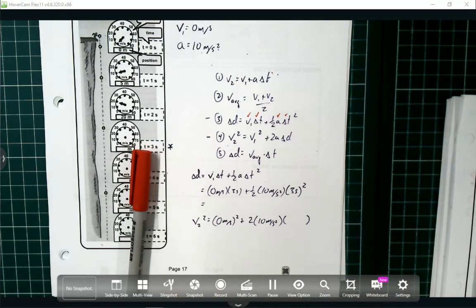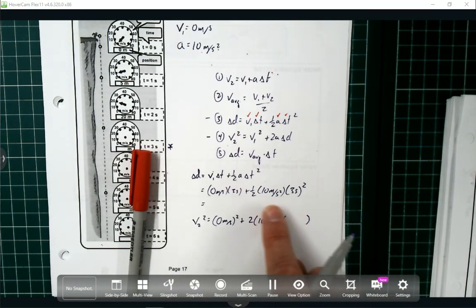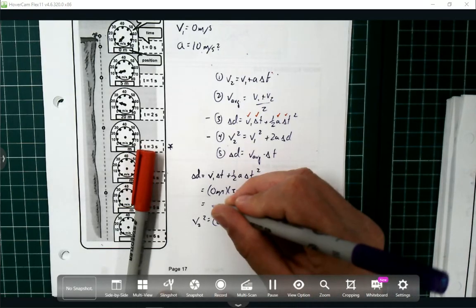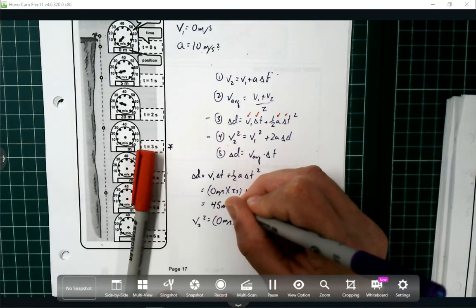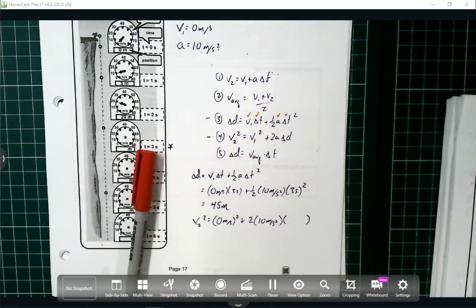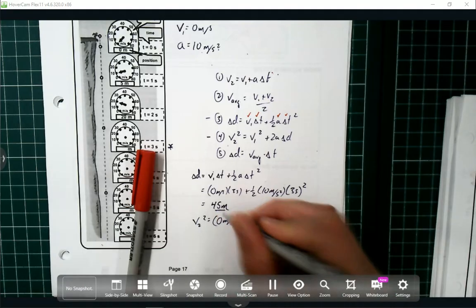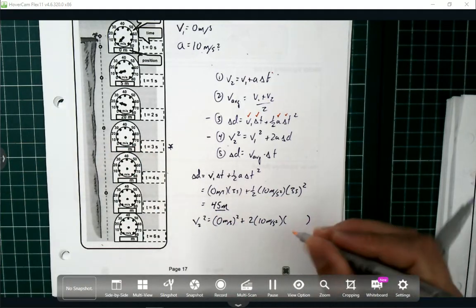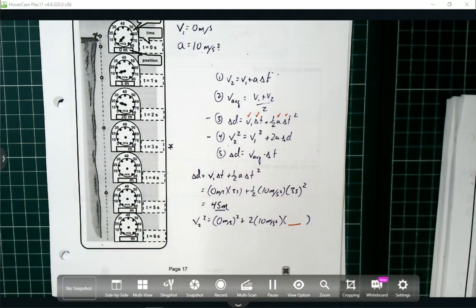All right, somebody help me out. How far has it fallen after 3 seconds? 9 times 10 divided by 2, yeah. 45 meters, nice. All right, 45 meters it's fallen. And then we say, how fast is it going? Well, now that I have this piece of information, 45, I actually get to pay it forward into the next formula.